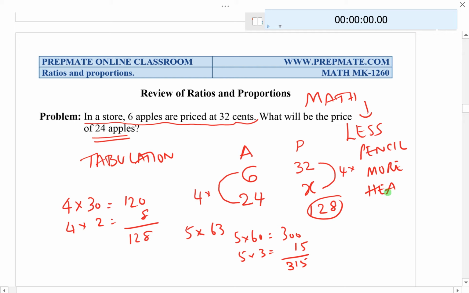This is something you have to keep remembered. So we use less pencil for math and more head for math. Having said this, let's go ahead and solve one more problem to see if we can solve the problem in the same way.